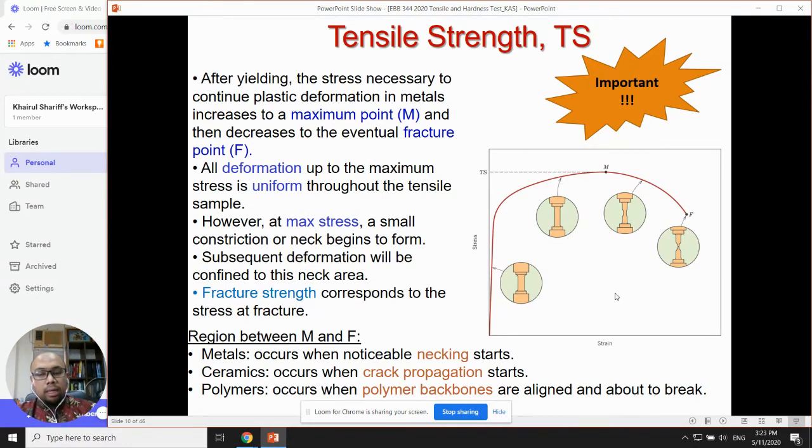Number one is the elastic region. Number two is the plastic region. Number three is the fracture region. Okay, and then for this particular region, they have a different phenomena and different mechanism.